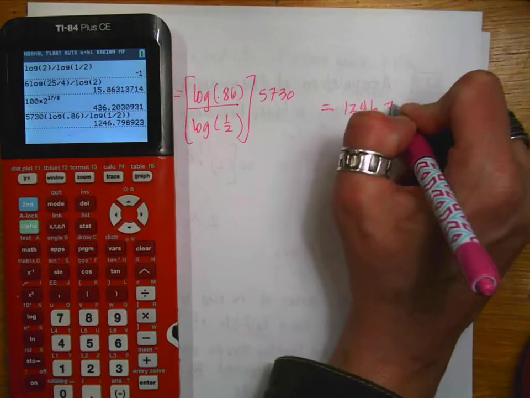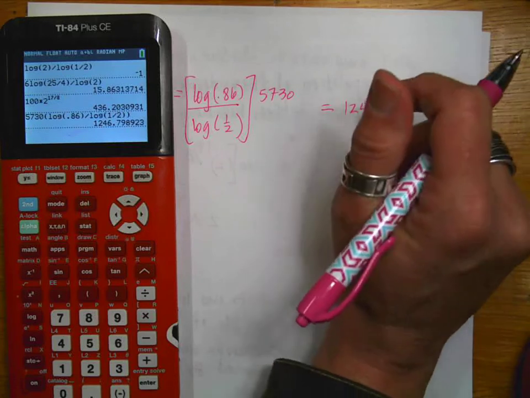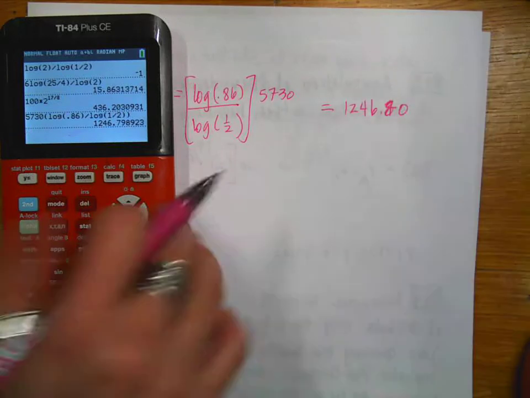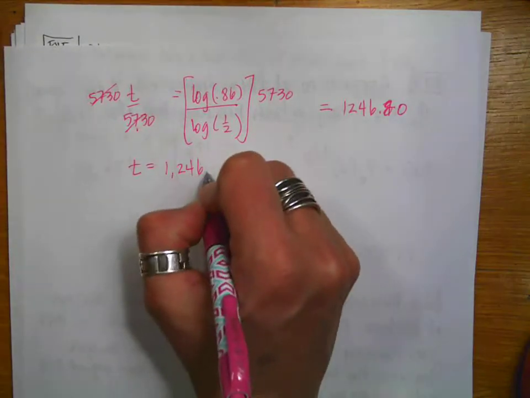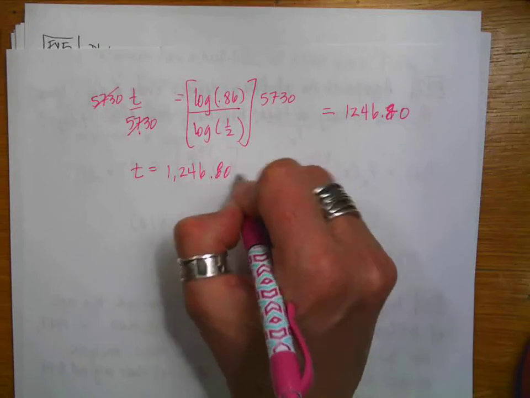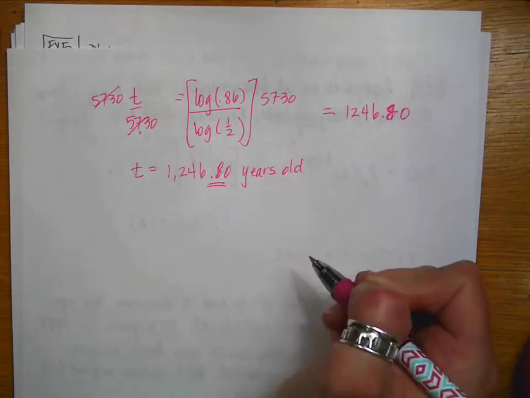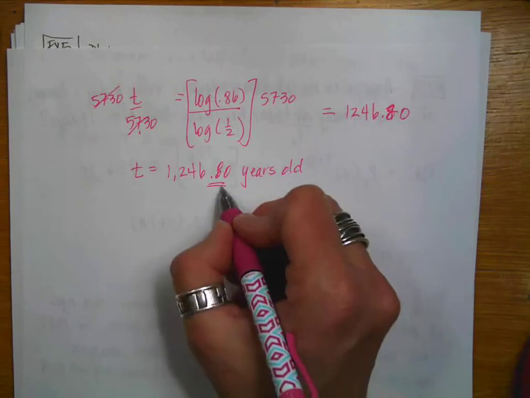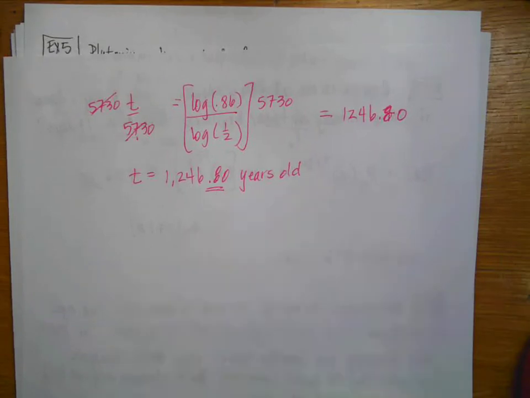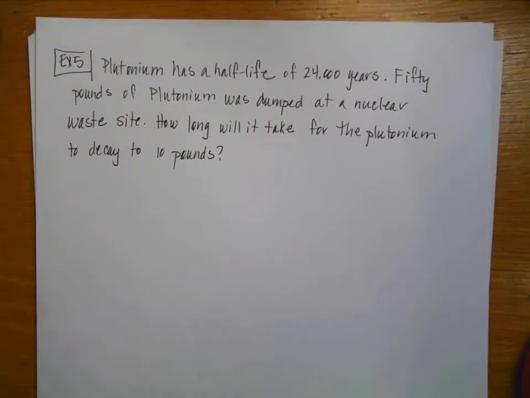And I get that this is 1246.79, so 0.80. Okay, alrighty, and so I'm going to get that my scrolls are 1,246.80 years old. Now you might ask, is it okay to have a decimal of a year? Yes, absolutely, because that just means that it's some months or some days, and so we can leave it like this.